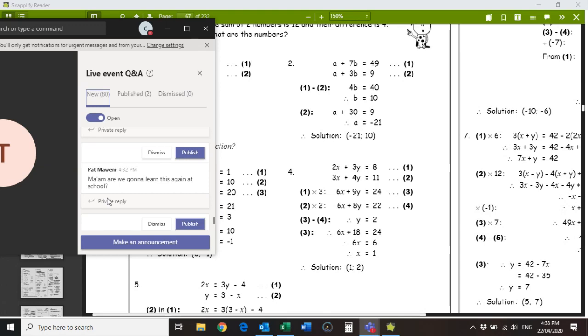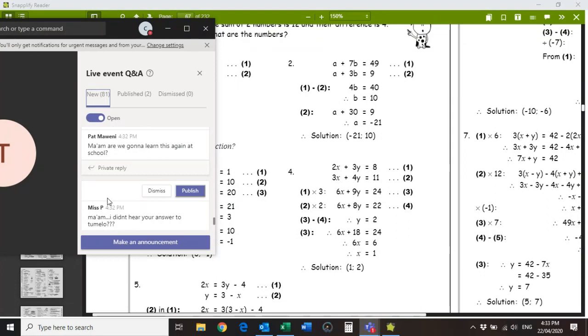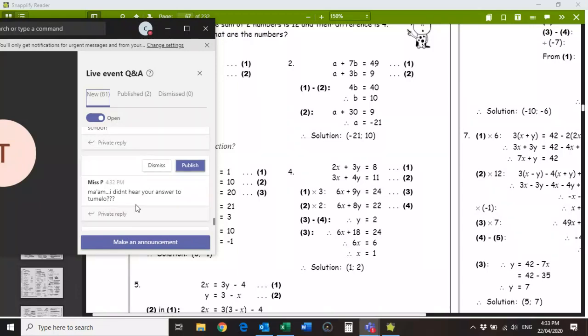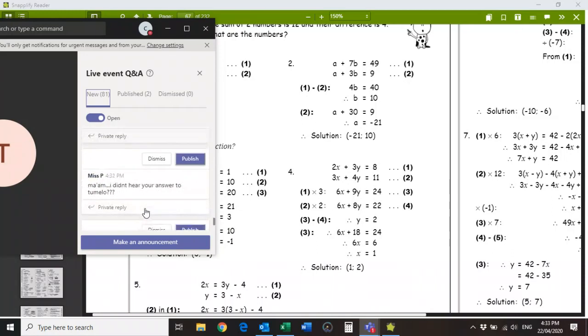Pat, I'm not sure. That depends on your school, if you guys are going to do this again. Usually if you've done it before, then I'm sure that won't be taught again in grade 10, but maybe it depends on the teacher. What answer to Molo?